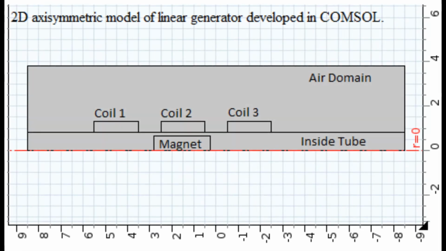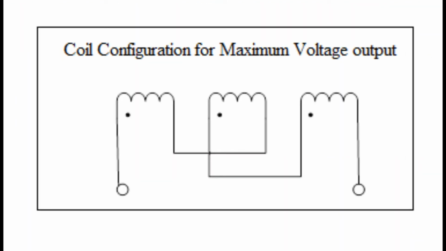Here we have the 2D axisymmetric model of the linear generator as developed in COMSOL. The 3 coils, the magnet and its encasing, and the air domain were all accounted for. The coils were configured such that the maximum output voltage was obtained. If, however, connected in series, the cancelling effect would take place and the output voltage would be reduced.